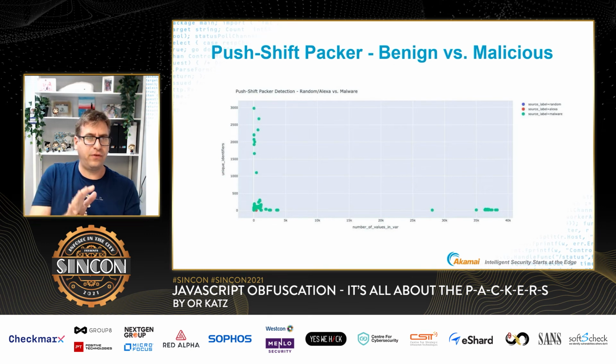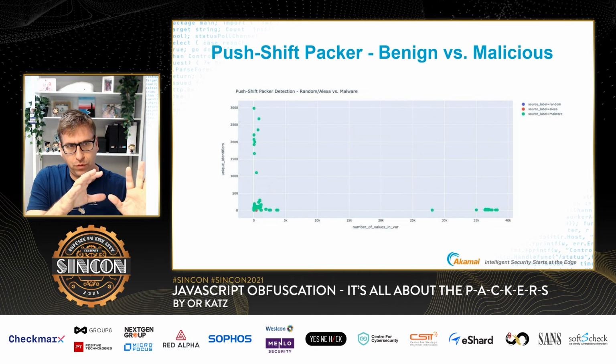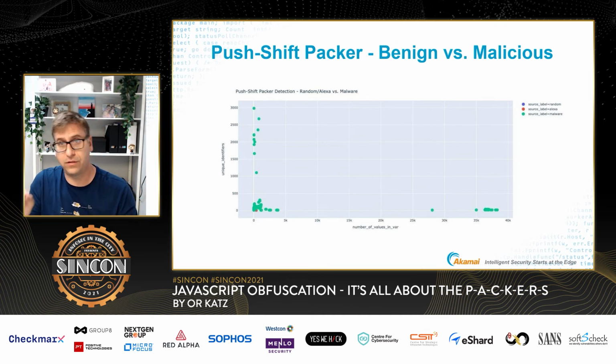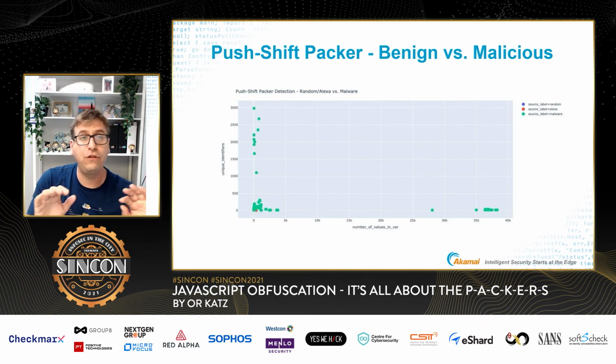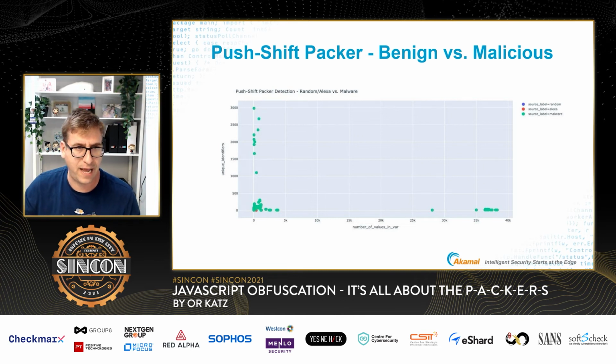So here is a graph for that, and that's the experiment here. We took one of the packers that we saw, which is the push shift packer, and we saw the result of that packer, and we tried to differentiate those results for benign versus malicious. What you can see on screen is that the green one represents something that is malicious, malware, and the blue and the red one represent something that is benign, right? The random and Alexa dataset. This is at a glance, using only 2 features. We can obviously use more features than that, but we're trying to create a visualization for the experiment.